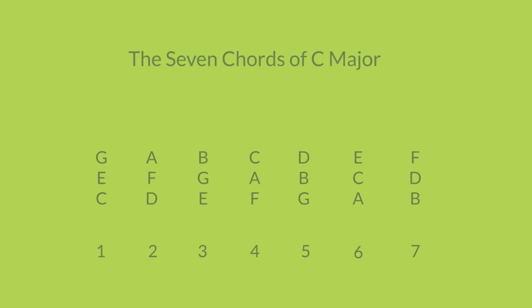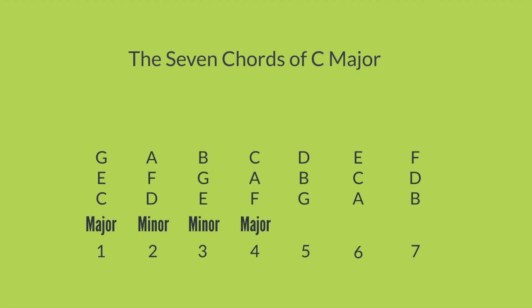Here's the C major scale. We can build a chord on each of these 7 notes by simply stacking thirds, playing every other note for 2 notes. Doing so, we get the following 7 chords of the key. 1 is a major chord, 2 is a minor chord, 3 is a minor chord, 4 is a major chord, 5 is a major chord, 6 is a minor chord, and 7 is a diminished chord.